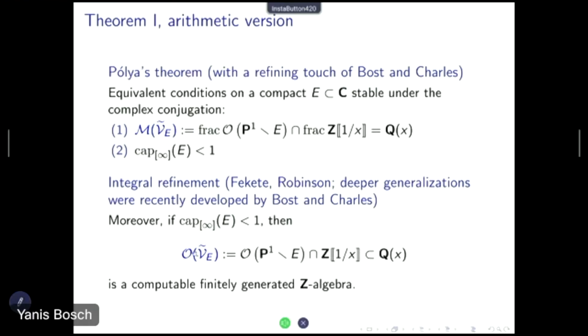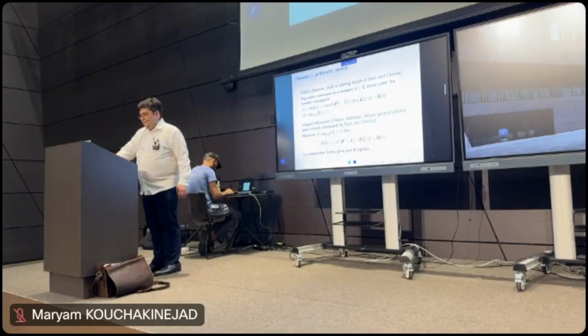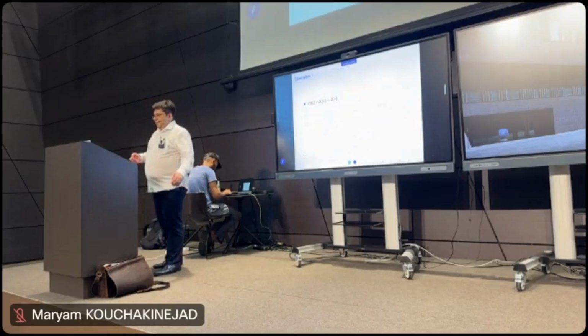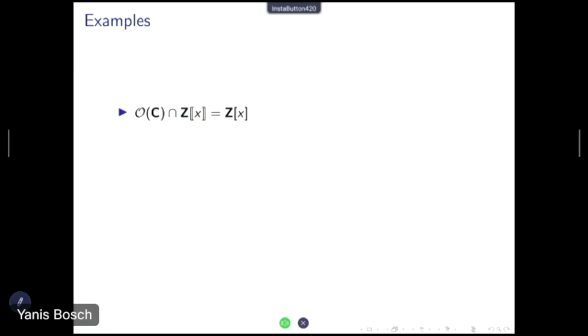So the ring of regular functions is, in fact, a finitely generated Z-algebra, with fraction field the field of meromorphic functions. It is also effectively computable in a broader setting, and that is much of the content in the recent monograph of Bost and Charles on this subject.